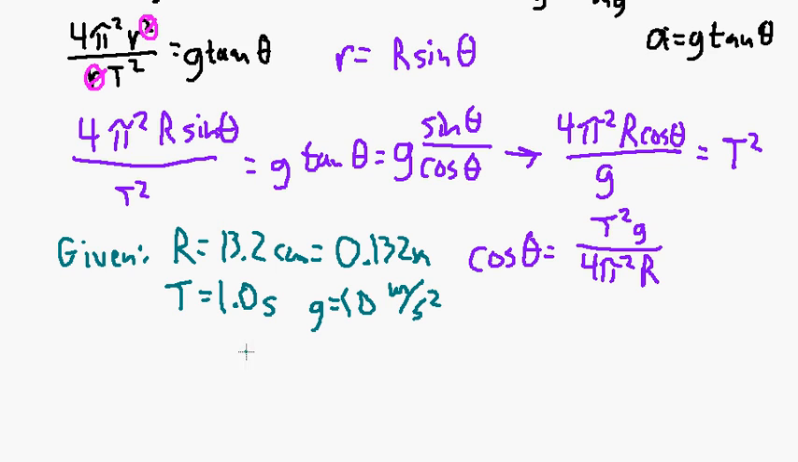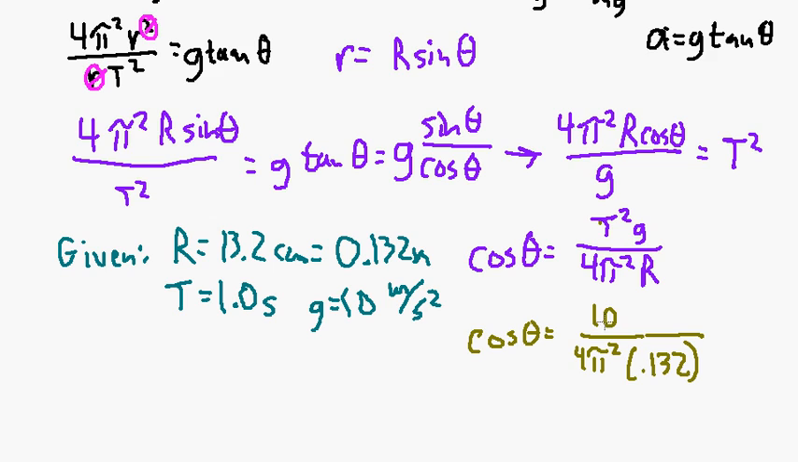Okay, so anyway, now that I am fully armed and operational, here's the point. If we take these, this doesn't work, because 1.0 squared times g is going to be cosine theta equals 10 over 4 pi squared times 0.132. So it's going to be 10 divided by 4, like 2.5, and then divide that by pi squared. Remember, pi squared is almost equal to g, but we can say it's almost equal to 10 too.